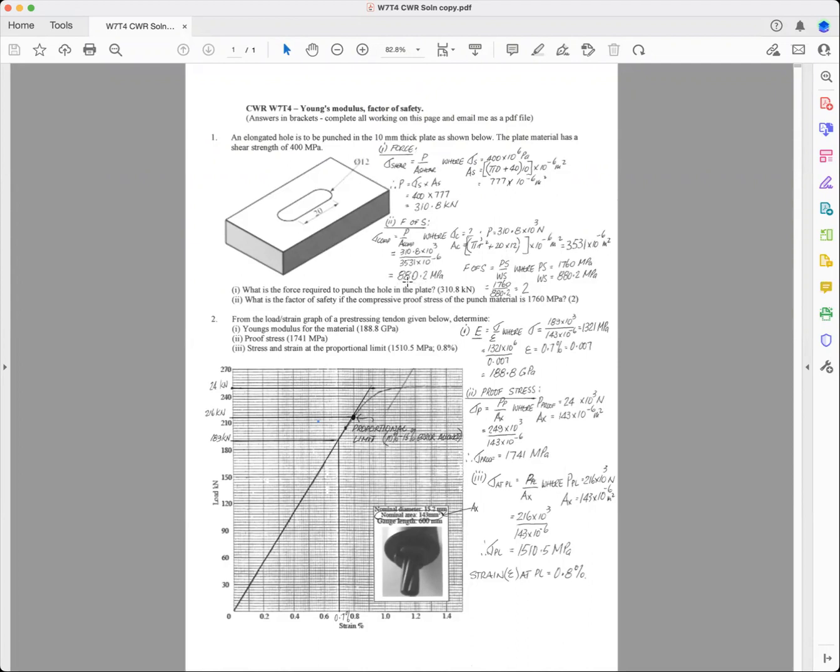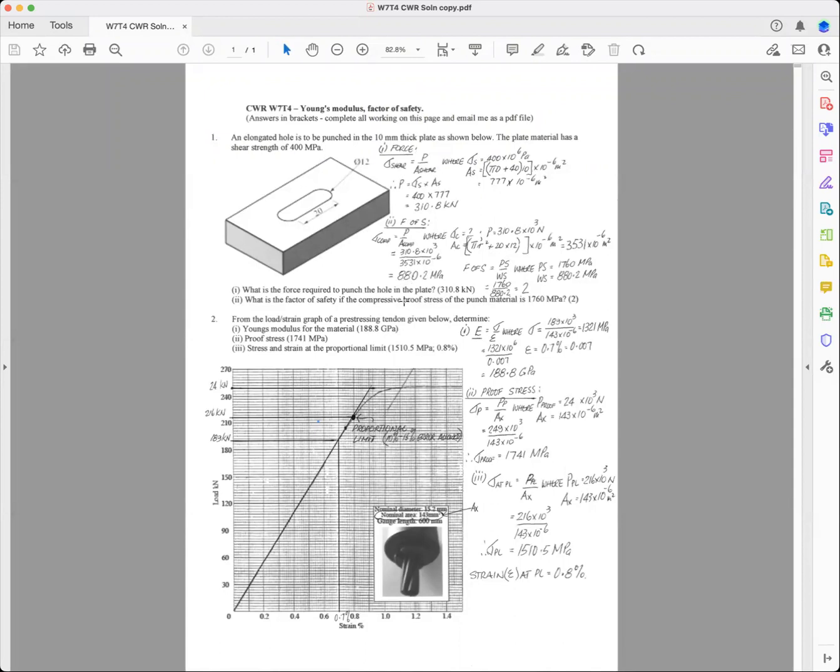Now, if you have a look at the factor of safety on page 38, you'll see that the factor of safety for ductile materials is either the yield stress or proof stress over the working stress.